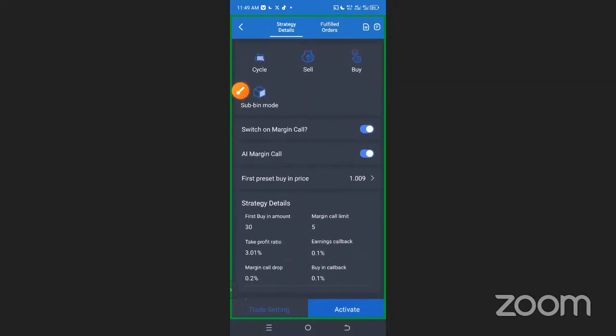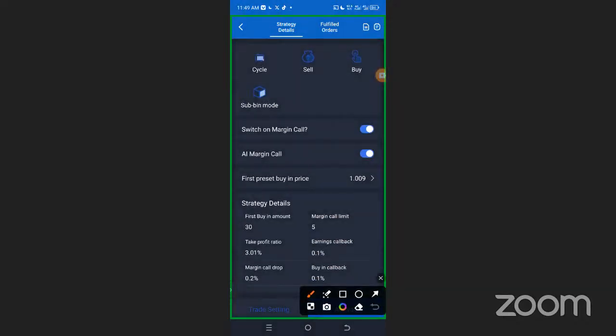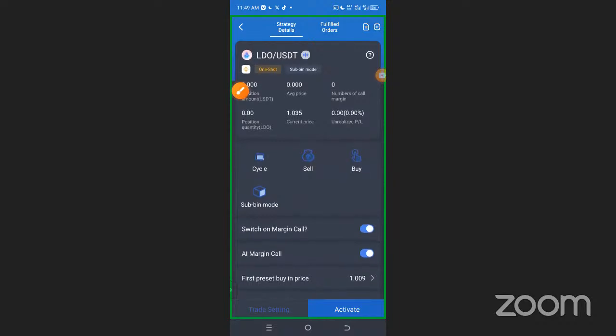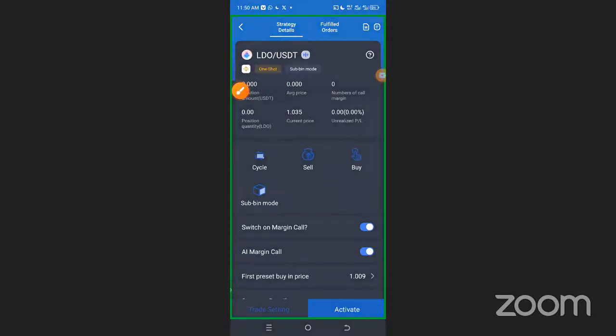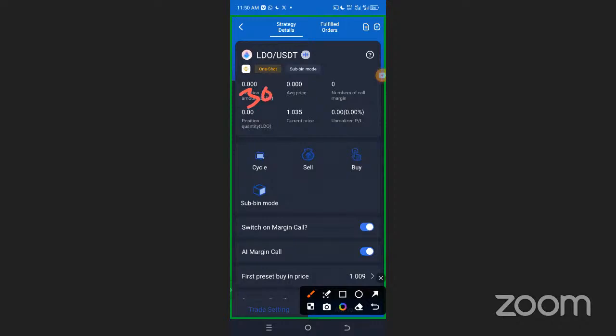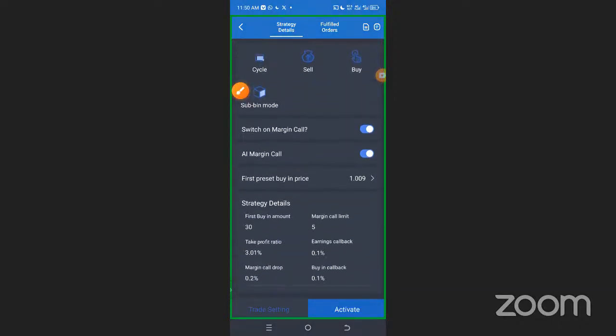If it buys the coin for the first time, it means the $30 have already gone to the market. And where will you see the $30 from? It will be here. Position amount means money invested in the coin. You will see the $30 here. If the robot has bought, it means the $30 have gone to the market.